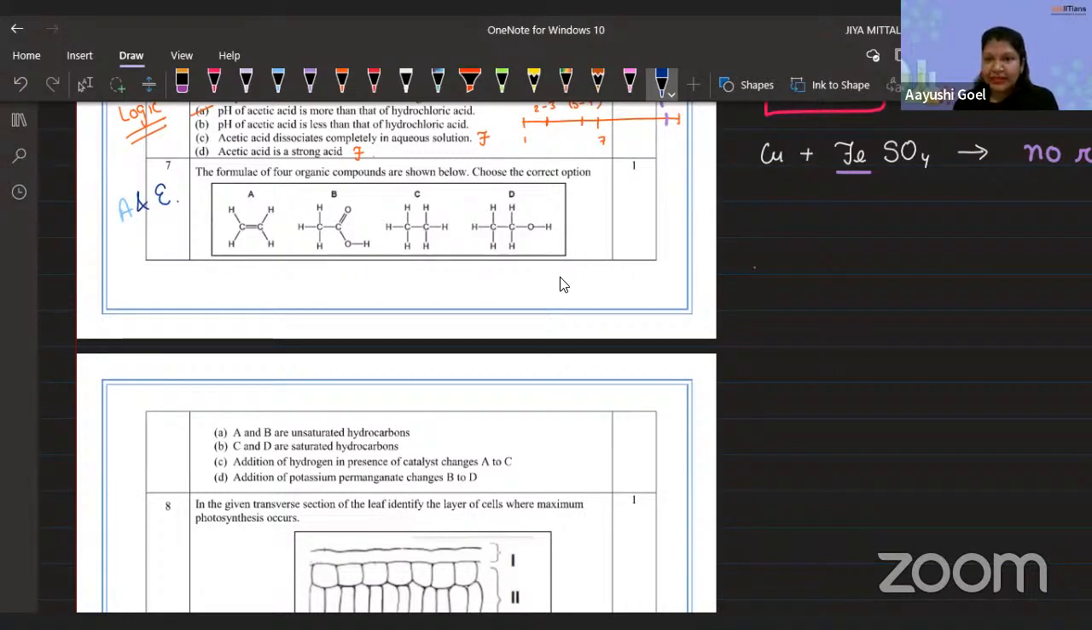So see, in this case, we have already learned in the session what we mean by saturation and unsaturation. Saturation means when all the carbon bonds are single, when there is no double bond. So I can see that this has one double bond, so this is unsaturated. Here, there is also one double bond, this one. So it is also unsaturated.